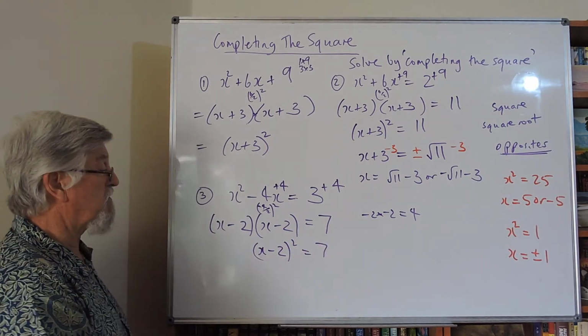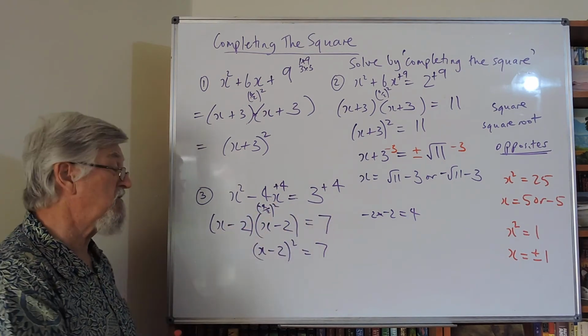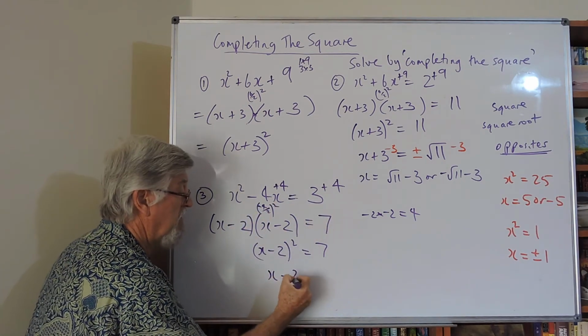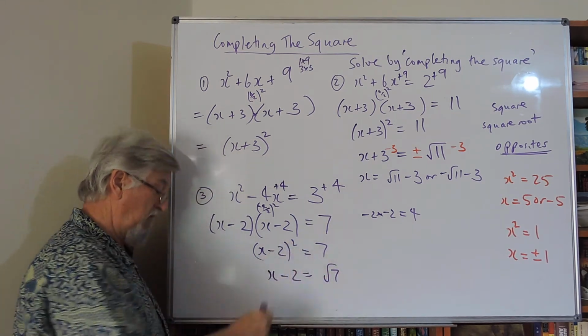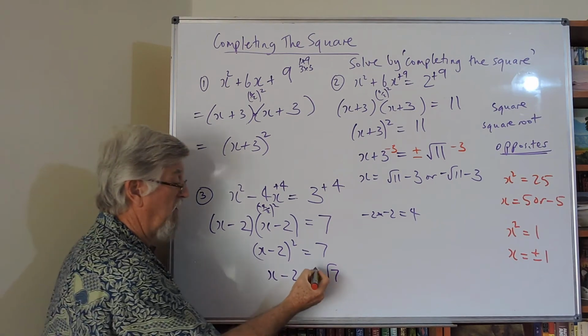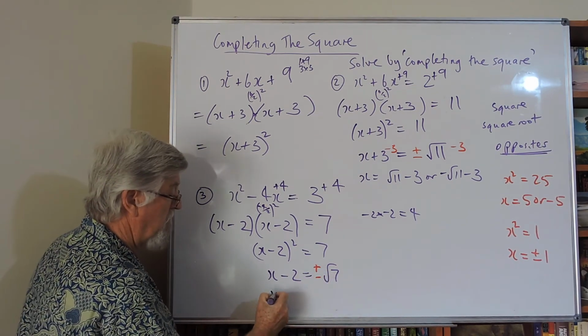How do I get rid of a square? If I wanted to, I could put big square roots here and do stuff, but it just gets too cluttered. So I'm going to leave it as x minus 2 equals root 7. And then you've got to remember that when you get rid of a squared, we have two answers. We have a positive answer and a negative answer. So what are my two final answers?